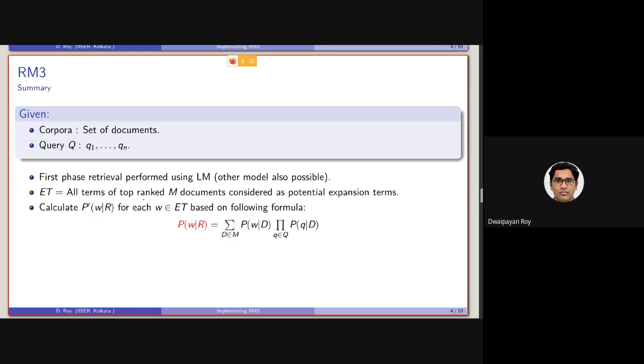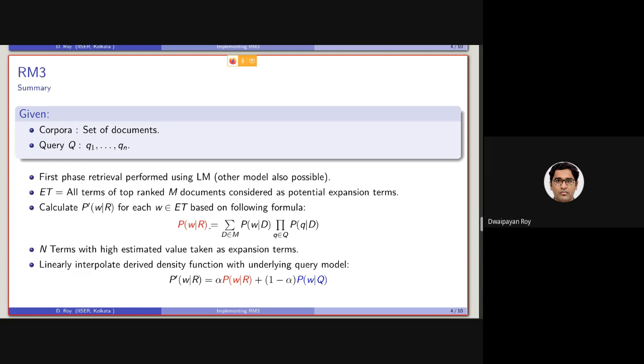Then we calculate the probability P(W given R) for each W in ET based on this formula, which is the RM1 model. And then we consider the top N terms from this ET having the highest P(W given R). And then finally, for only those N terms, we linearly interpolate the derived density function here with the query likelihood model.